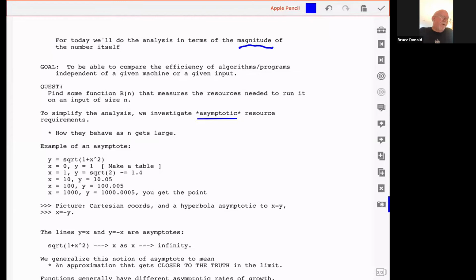So our quest is to look at resource functions like R of n. R of n is a function that measures the resources required to run your program on an input of size n. What we're interested in doing is what's sometimes called asymptotic analysis. We're interested in how these functions that predict resources behave as n gets large. Not the infinite limit, really. We want large but finite.